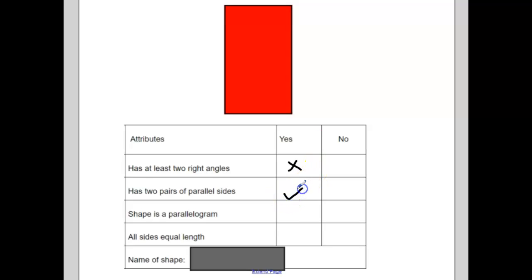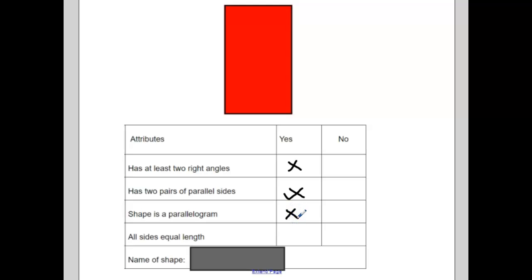The next question, it says, is the shape a parallelogram? Boys and girls, is the shape a parallelogram? Absolutely. The attribute above states that it has 2 pairs of parallel sides, and we know the name of a shape with 2 pairs of parallel sides is in fact a parallelogram.